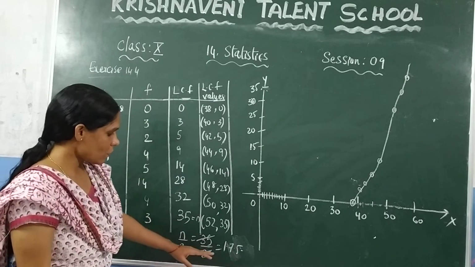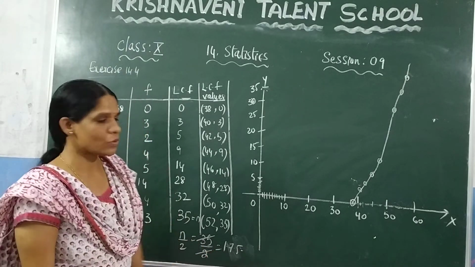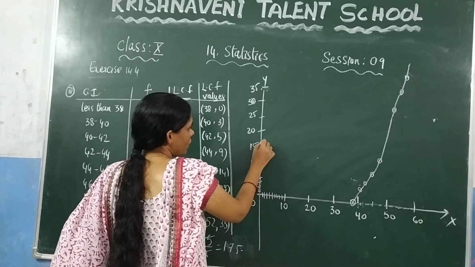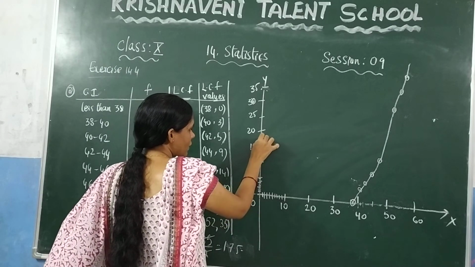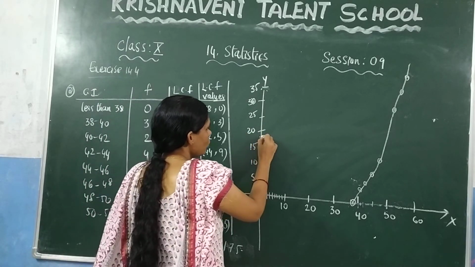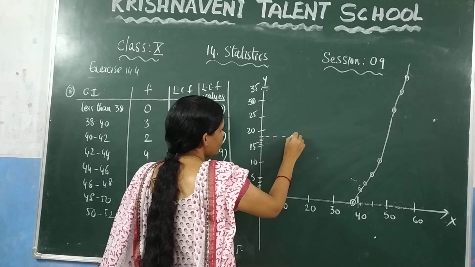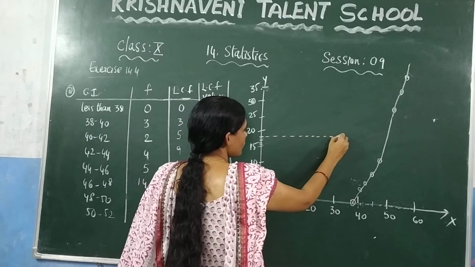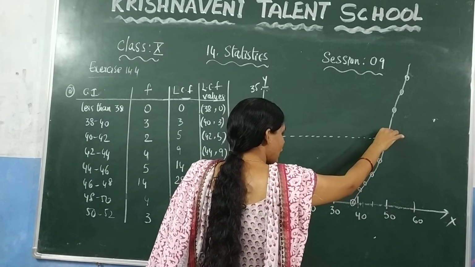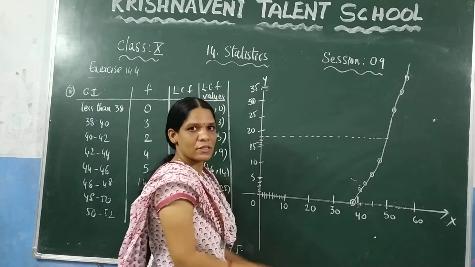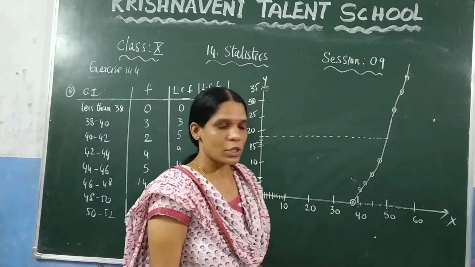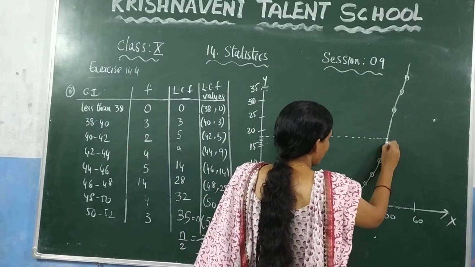So where is 17.5 located on the y-axis? You need to check here. This is 15, 15.5, 16, 16.5, 17, 17.5, right? At this point, you need to draw a line parallel to the x-axis. And where it touches the curve, at that point, you need to draw again a line parallel to the y-axis. Then it will touch the x-axis at one point. That will be the value of the median. So draw it here.